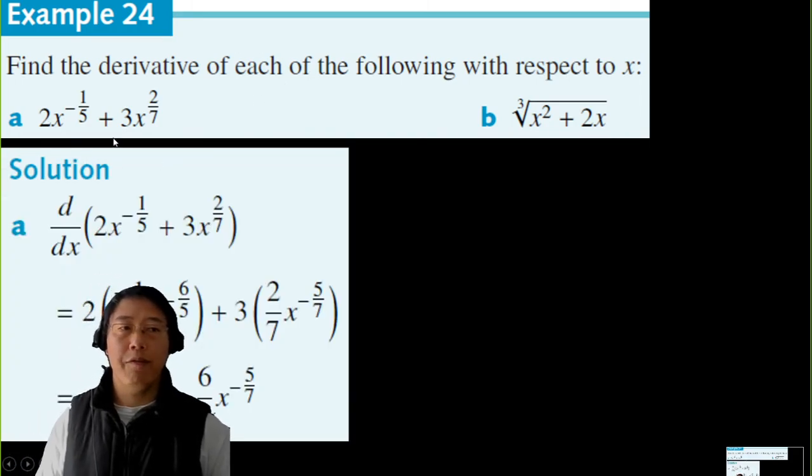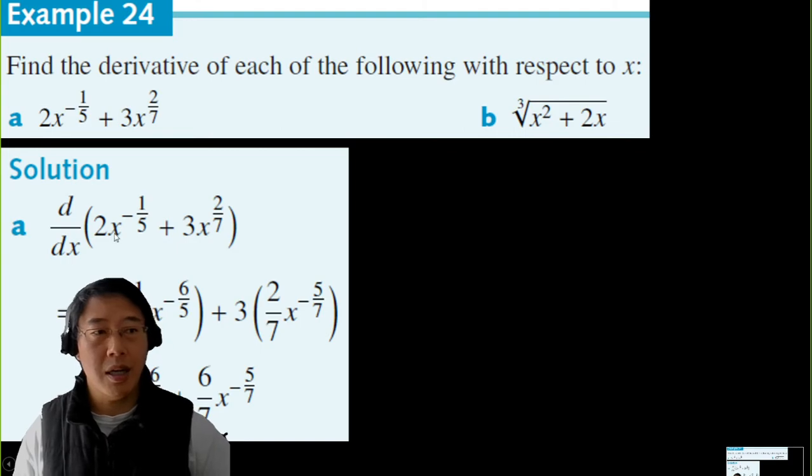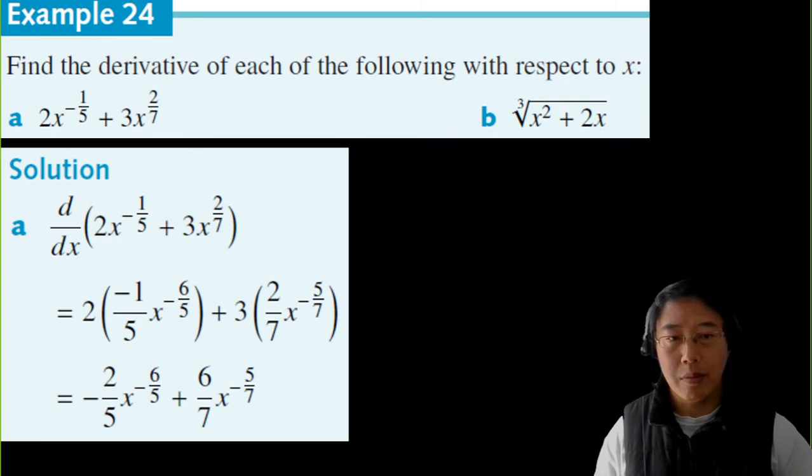Alright, so you want to differentiate that. The 2 becomes a factor, so that's going to be a 2 outside. You have x to the power negative 1 over 5, that becomes your factor, so negative 1 over 5. Let me move. So you have your negative 1 over 5 here, is going to be your factor. The new power is negative 1 over 5, take away 1. That will simplify to negative 6 over 5.